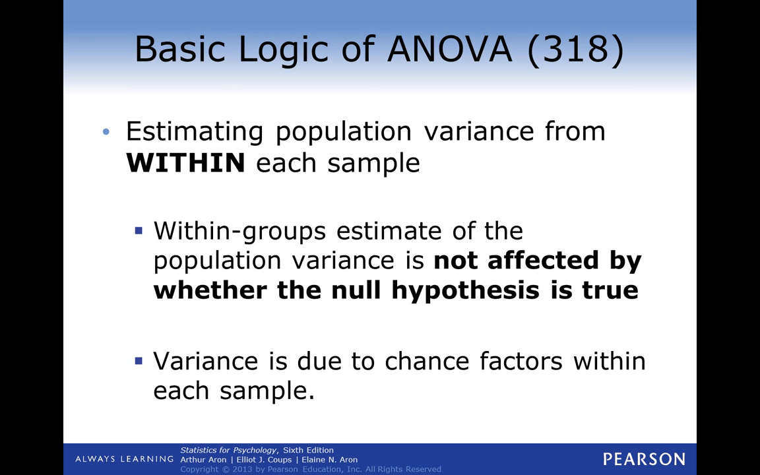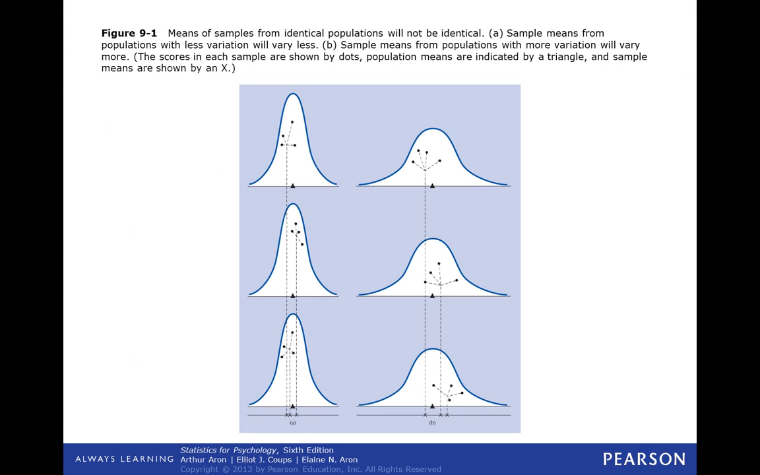Within-group variance is not affected by whether the null hypothesis is true. In other words, the null hypothesis really refers to whether or not there is a difference between the groups, not within them, not within each group and its participants, but between the three groups. This variance really is due to chance factors again, just who happens to get put in what group.